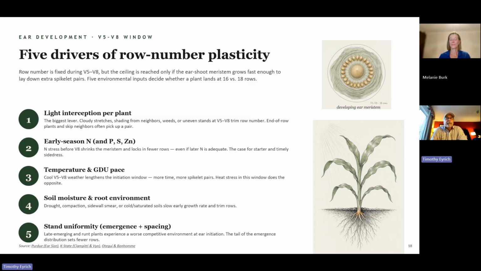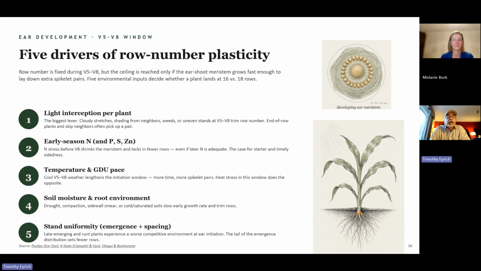But the biggest thing I want to tie it back to is ear development. Most people in the upper Midwest and the Corn Belt are in this V5 to V6, V7, V8 range. That's when our row numbers are being made. And there are really 5 drivers to what I call row number plasticity. Every time we've walked out in the field and measured off a thousandth of an acre and looked at all the ears, we can have ears going from 16 rounds to 18 rounds to 20 rounds, all in that 17 or 26 feet of row. What's causing that? There are really 5 drivers.